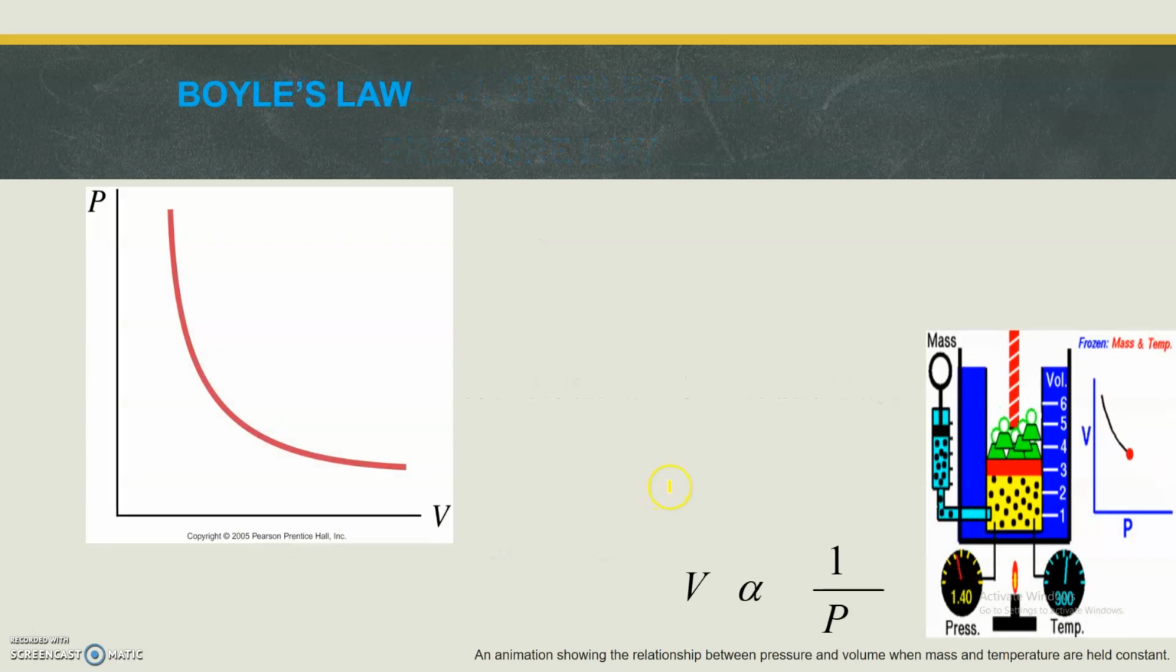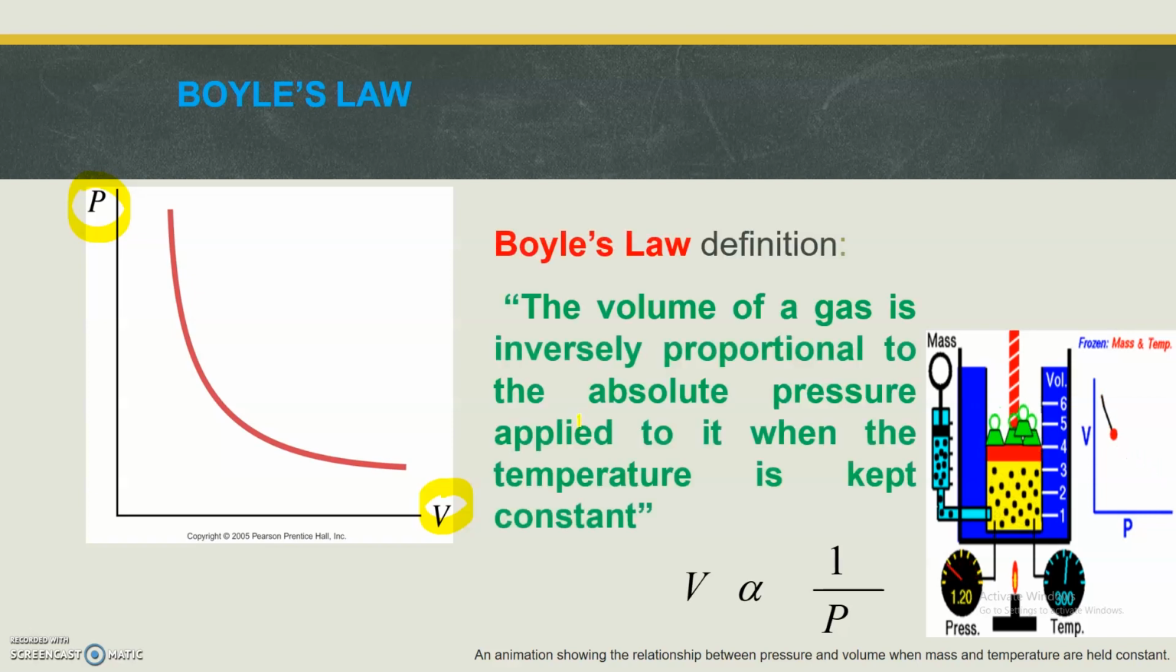First is Boyle's law, also referred to as the Boyle-Mariotte law, an experimental gas law that describes how the pressure of a gas tends to increase as the volume of the container decreases. Boyle's law's definition: the volume of a gas is inversely proportional to the absolute pressure applied to it when the temperature is kept constant. The law tells us that the volume of gas increases as the pressure decreases.